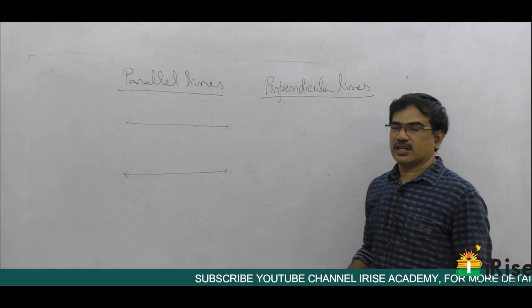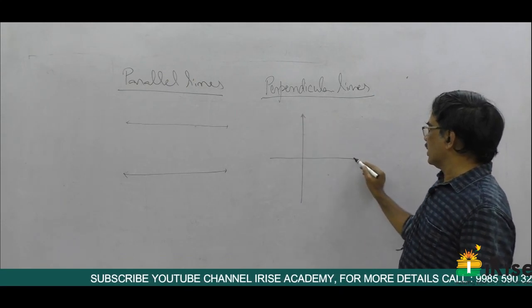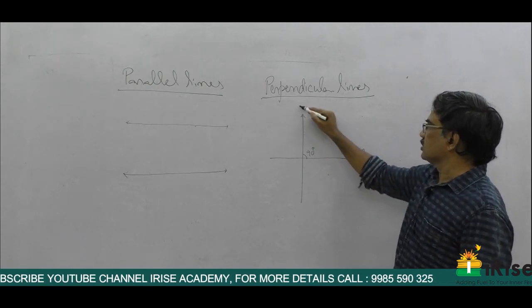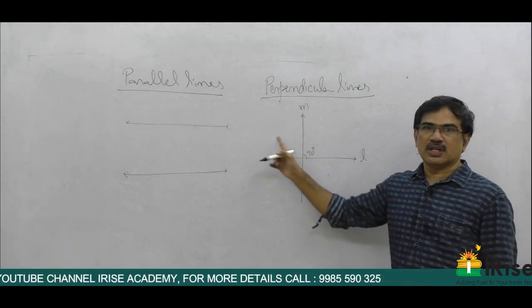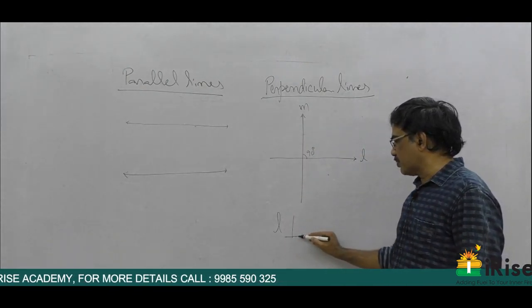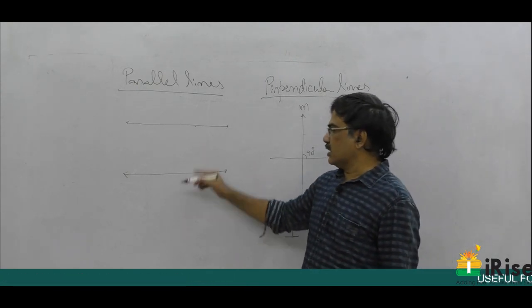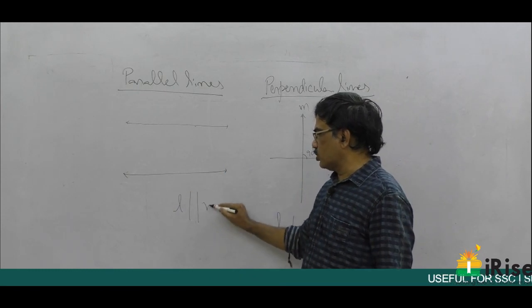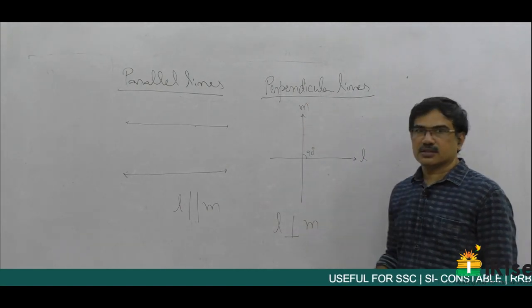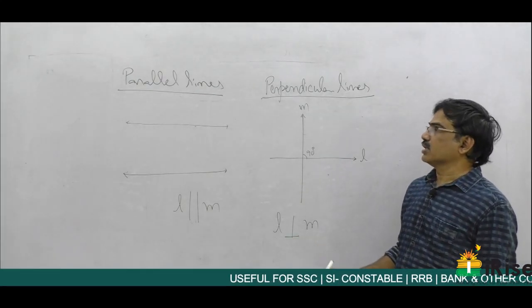Next, perpendicular lines. If the angle between two lines is 90 degrees, this is L, this is M. If the angle between two lines is 90 degrees, they are called perpendicular lines. We say that L is perpendicular to M. In the parallel lines condition, L is parallel to M. Parallel lines, perpendicular lines. If the angle between two lines is 90 degrees, they are called perpendicular lines.